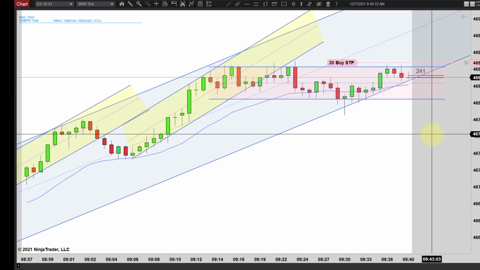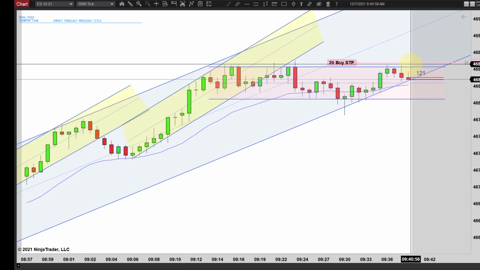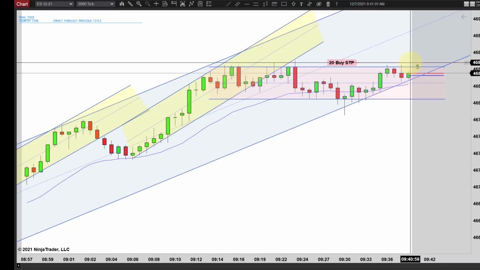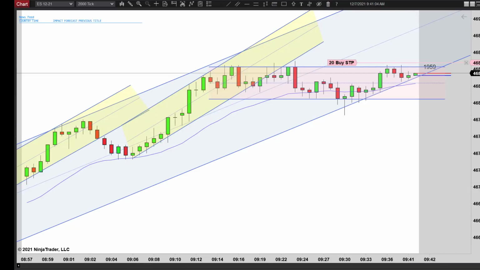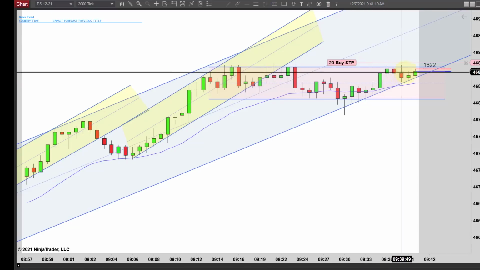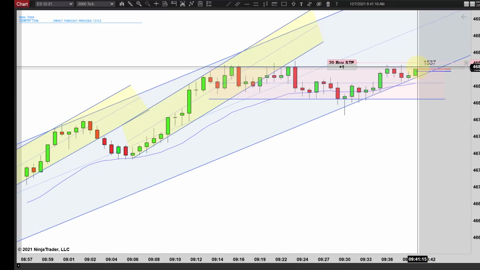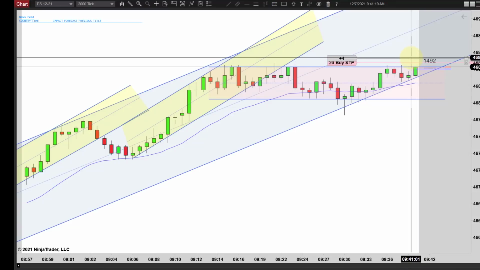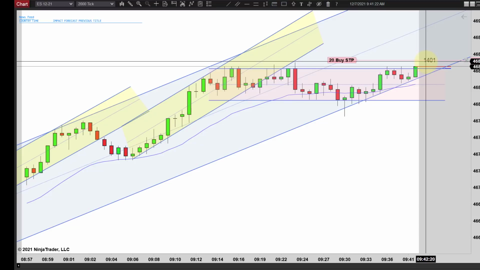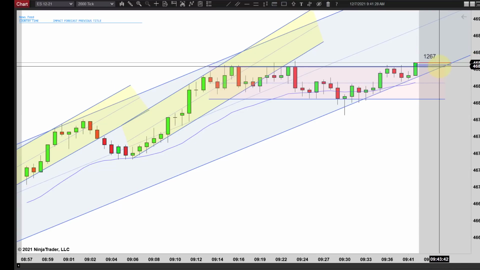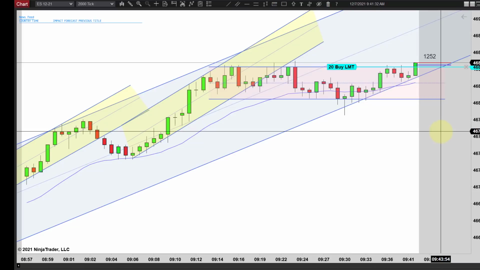We don't really have a failure yet either. I'm just going to pause it and we'll see what happens. Actually, I should have probably entered right here. See if it'll back up. I don't really want to go long way up there. See if we can get a little better entry here.